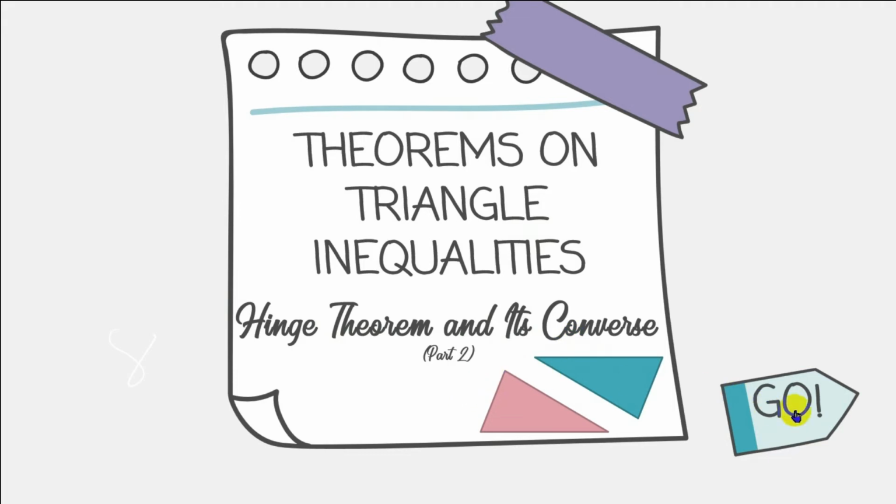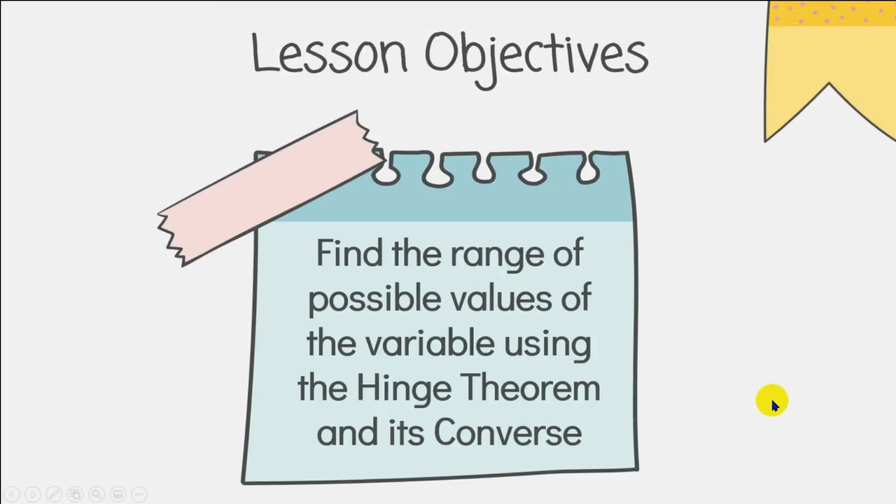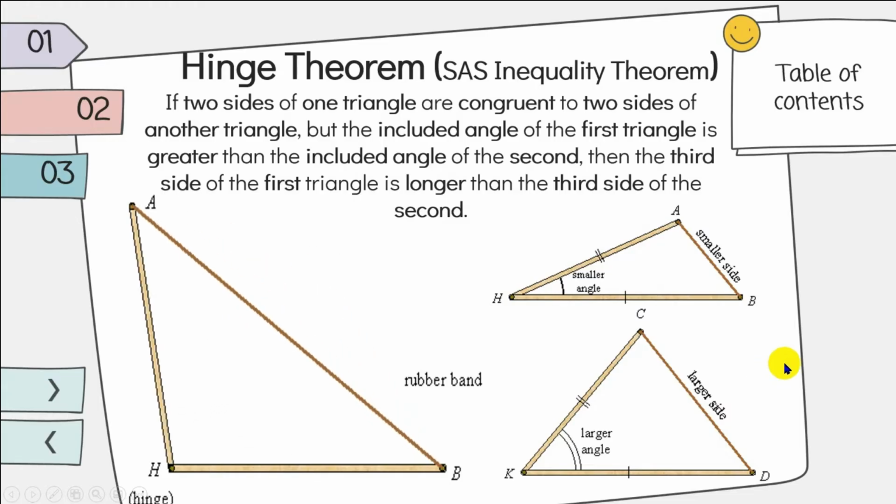So in this video, we're going to continue what we have discussed from our previous video, which is all about these theorems. For this video, we're going to find the range of possible values of the variable using the two theorems. So, before that, let us remember those two theorems.